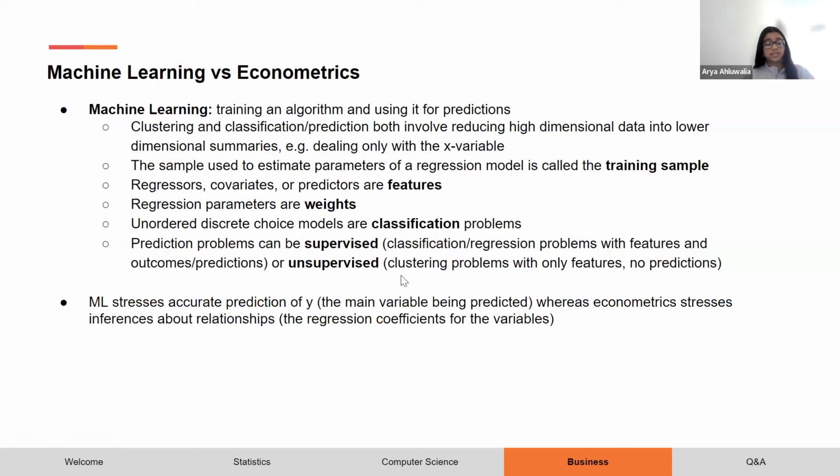And essentially, the main difference you would want to know is that machine learning stresses the accurate prediction of Y, usually. But econometrics is more focused on inferences about relationships. So you want to be able to describe what's going on. And finally, they both are ultimately acceptable approaches to data analysis. They're just both used in slightly different ways.